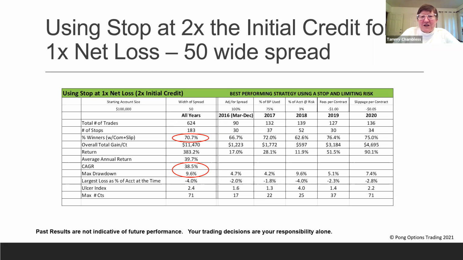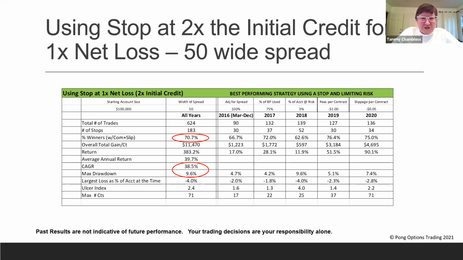Now, if you look at 2020, you could have achieved a 90% return. So this strategy appears to do even better when volatility is high. In a high trending market, that's when PONG does its best. In a choppy market like 2008 was, it probably struggles.